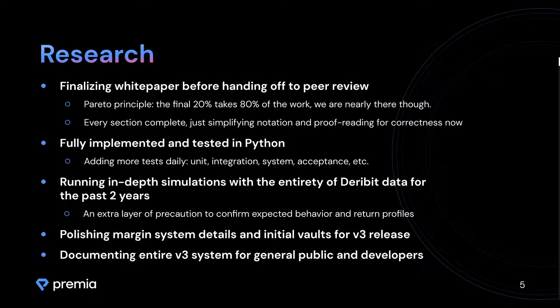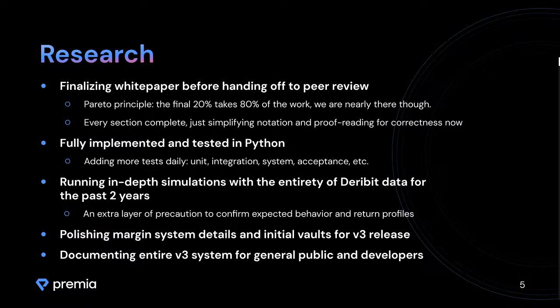Essentially, what we're doing is running very in-depth simulations with all of the trades on Deribit options for the last 2 years, running it through our exchange, and seeing exactly what the expected behavior would be. This is just an extra layer of precaution to confirm that the exchange is behaving as expected, LPs and the protocol have the expected return profile, and the pool price is matching what we'd expect to see on external markets such as Deribit.